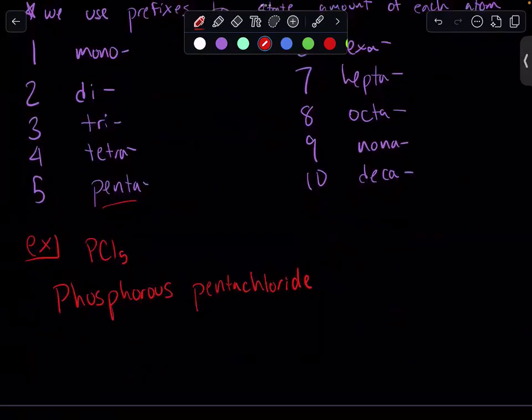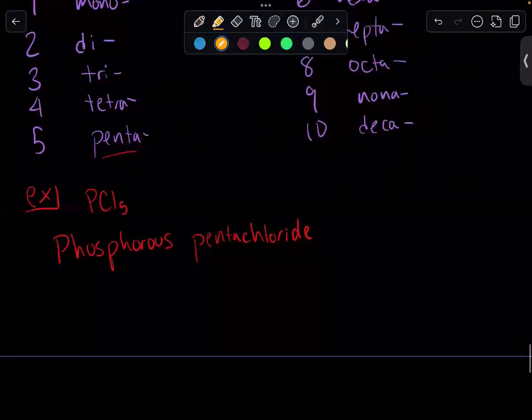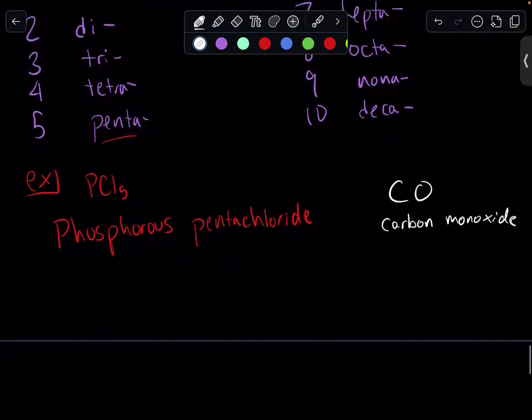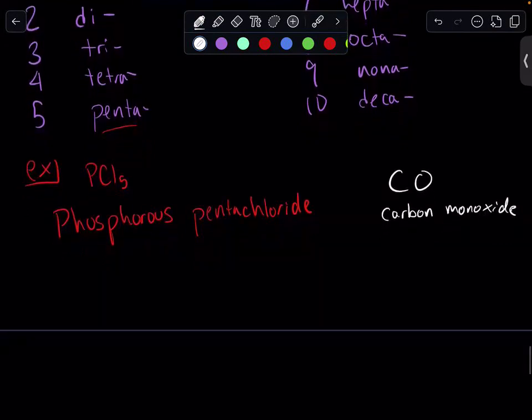If we have maybe one, even if we have one of each, the first one is carbon, name remains unchanged. The second one becomes monoxide. So CO becomes carbon monoxide. There's also a few common names.